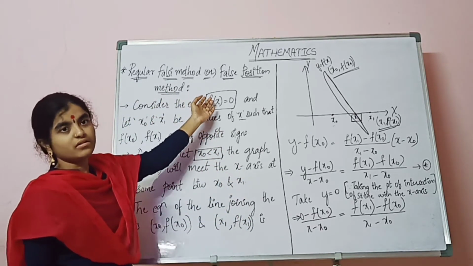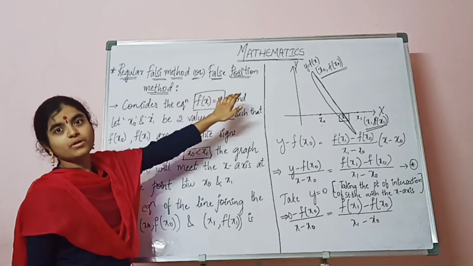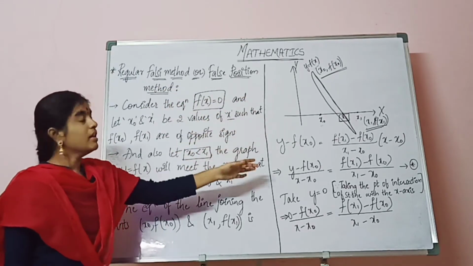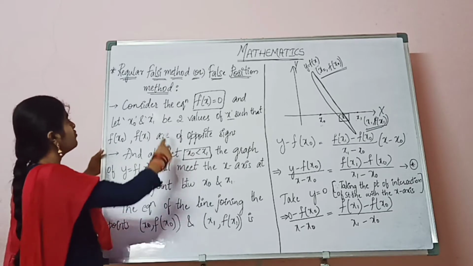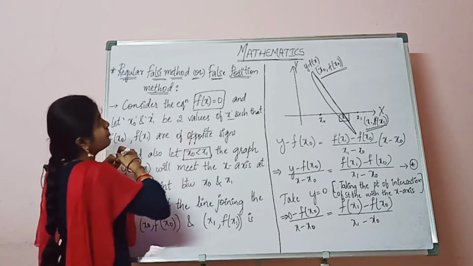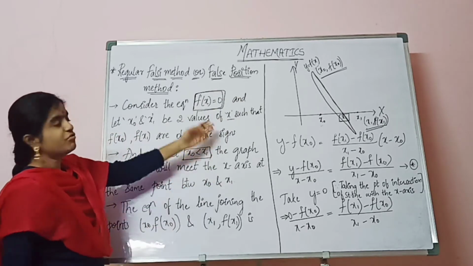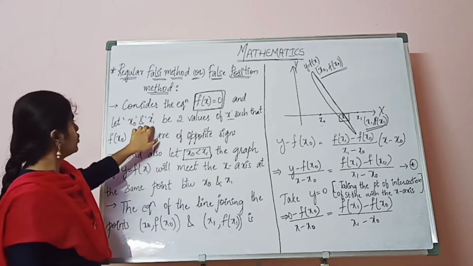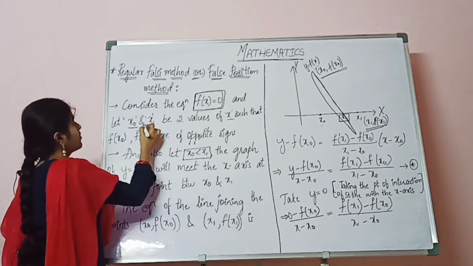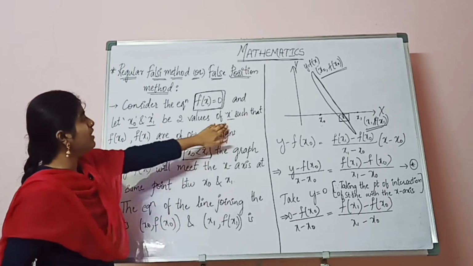Regular falsi method, also known as the false position method. Let us learn about this method now. First, we consider the equation f(x) = 0, and let x0 and x1 be two values of x.